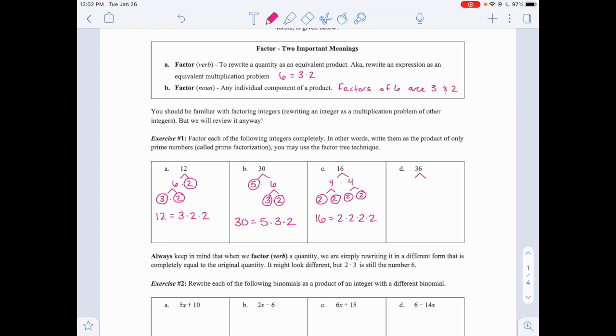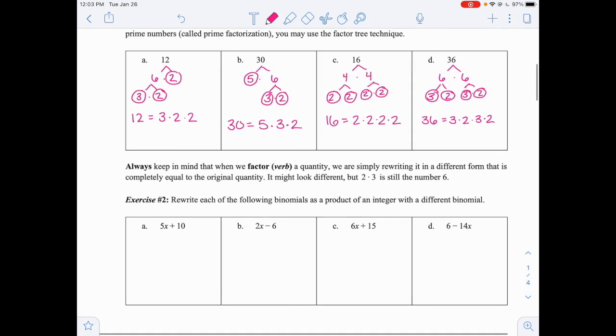And last but not least, 36. I'm going to go 6 and 6, which are both not prime. We can go 3 times 2 and 3 times 2. All of those are prime. So the prime factorization of 36 is 3 times 2 times 3 times 2. Again, if you have it in a different order, no problem.